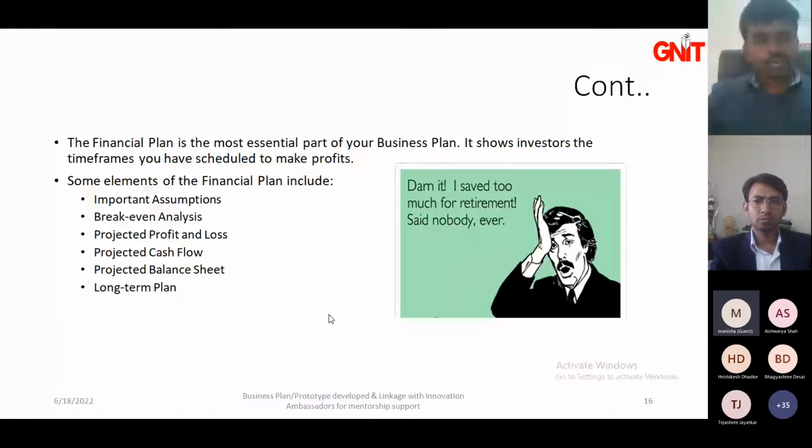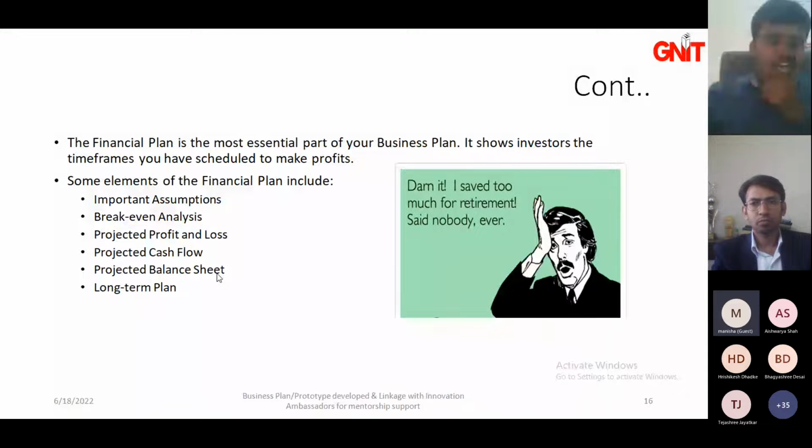Break even analysis, projected profit and loss. What is the profit and loss? Then cash flows. How much cash inflow, how much cash outflow? How much amount I'm putting in, how much amount I'm getting out. That is the cash flow. Projected balance sheet: if your balance sheet is negative or zero, your business is a waste. You need to get some positive balance, then only your business will go ahead and be sustained in the market.